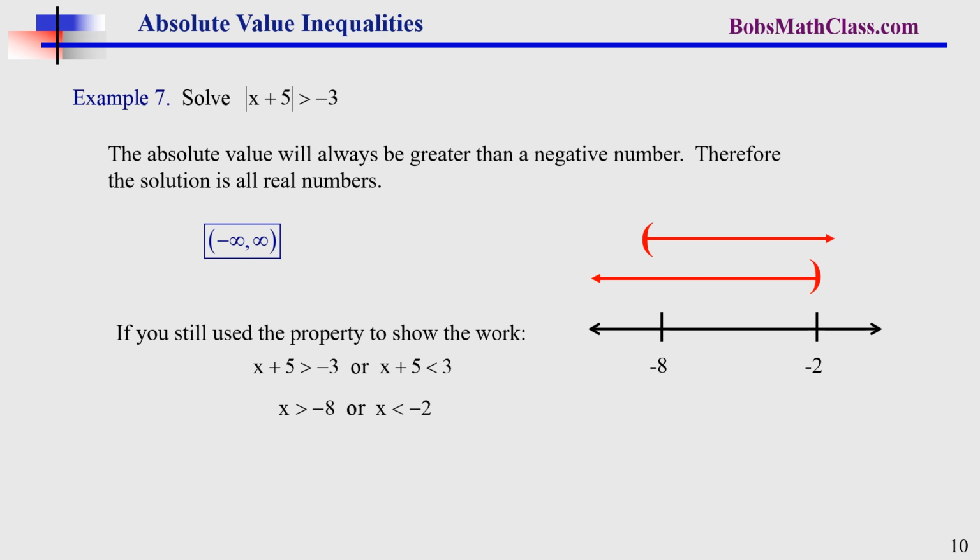So our answer is the whole number line. The whole number line is being shaded. It's not an and. An and would only be the intersection of the two lines. But since it's an or, we're going to graph everything. So the whole number line is shaded. That's why it's negative infinity to infinity. Hope that made sense.